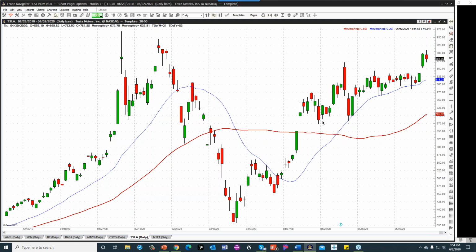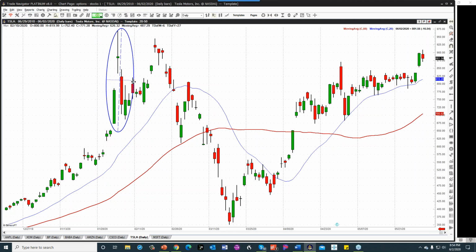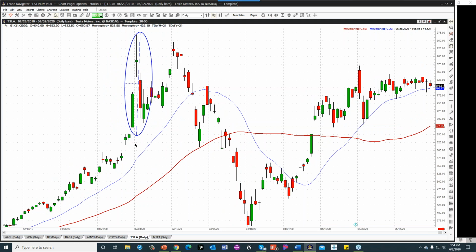Long-term trend is up. This one, let me show you this. This is interesting. Let me see if I can make a rectangle or circle or something. Let's see. There we go. Okay. If I could shrink it in a little bit. No. Anyway, I don't want to confuse it.